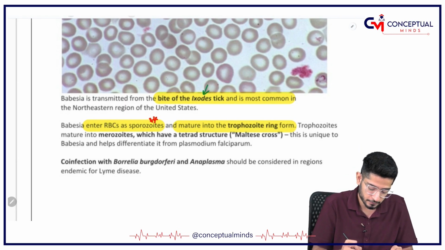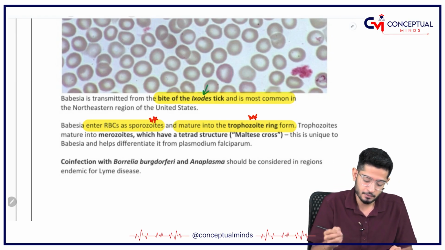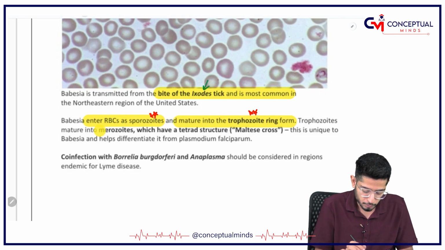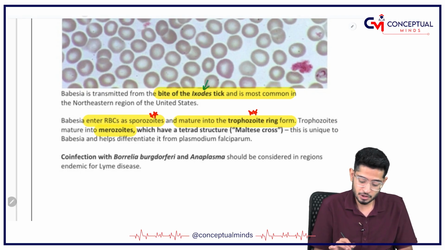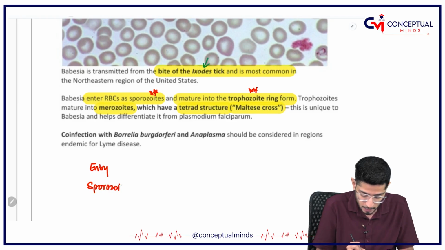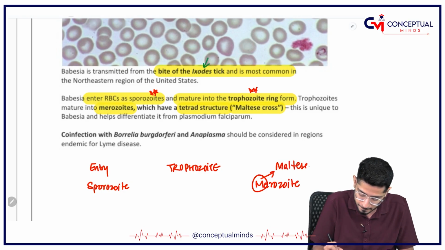If you have seen the lecture on malaria, they also enter as sporozoite, and in the RBCs they form the trophozoite ring forms. Then the trophozoites are going to mature as merozoites, which have got a Maltese cross or a tetrad structure. So what is happening? Entry as the sporozoite, then maturing into trophozoite, then further maturing to form merozoite. Merozoite, M for Maltese cross.